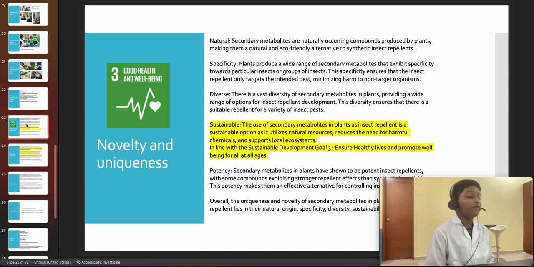The uniqueness of the lotion. The use of secondary metabolites in plants as insect repellent is a sustainable option as it utilizes natural resources and reduces the need for harmful chemicals, in line with the Sustainable Development Goal 3, ensure healthy lives and promote well-being for all at all ages.